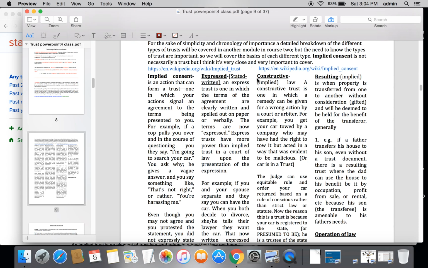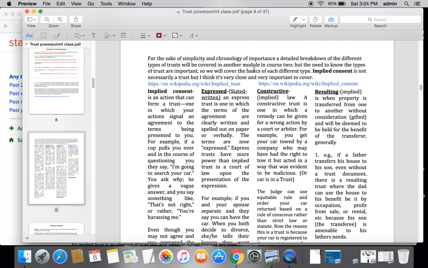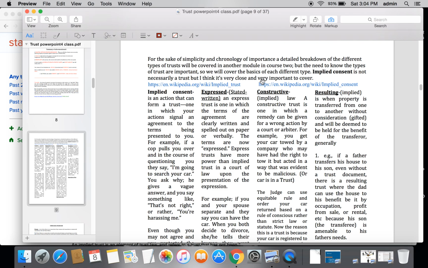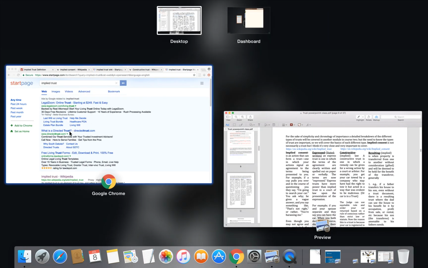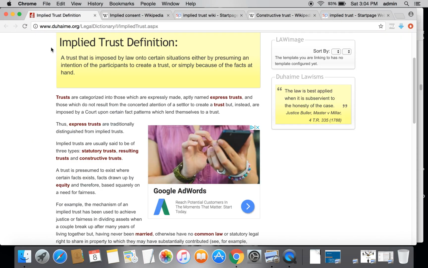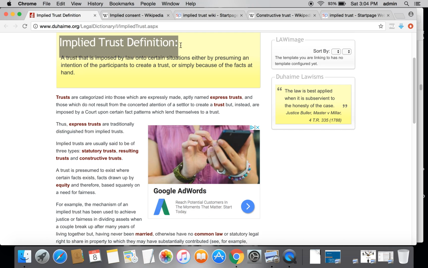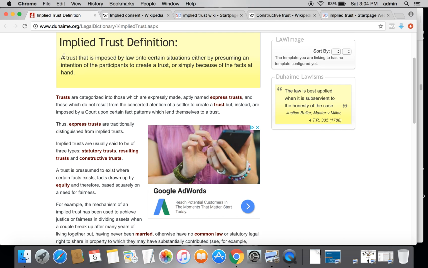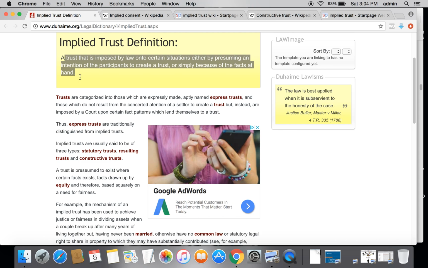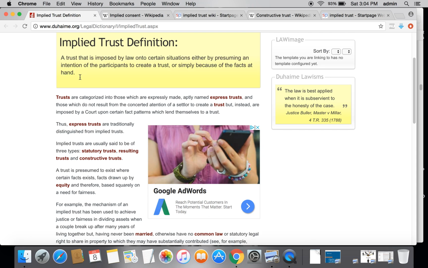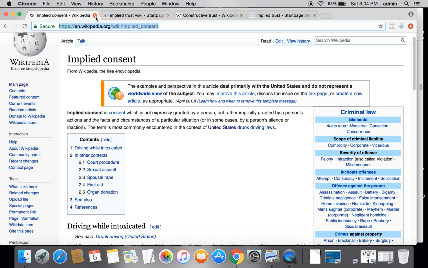So now we covered implied trust, right? Implied trust, not implied consent. We covered implied trust, which comes under constructive or resulting. Now, here's a tricky thing. In another definition of implied trust, it is a trust that is imposed by law into certain situations, either by presuming an intention of the participants to create a trust or simply because of the facts at hand. Now, this to me falls under implied consent.